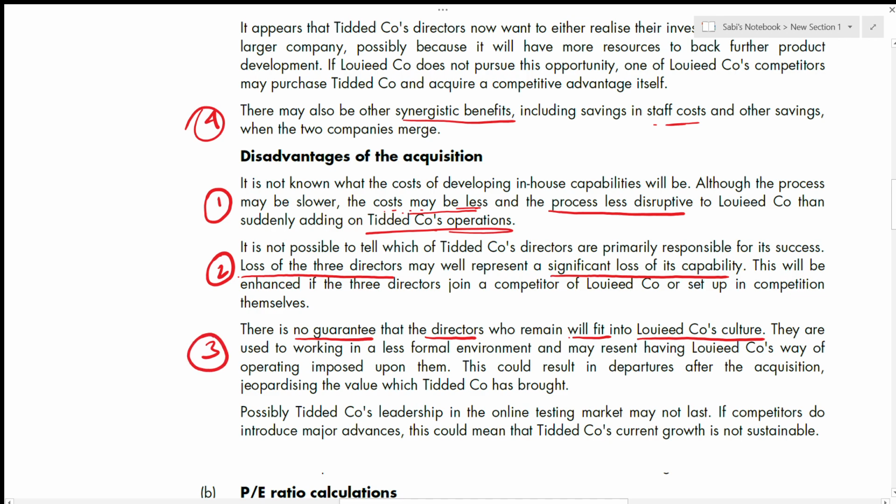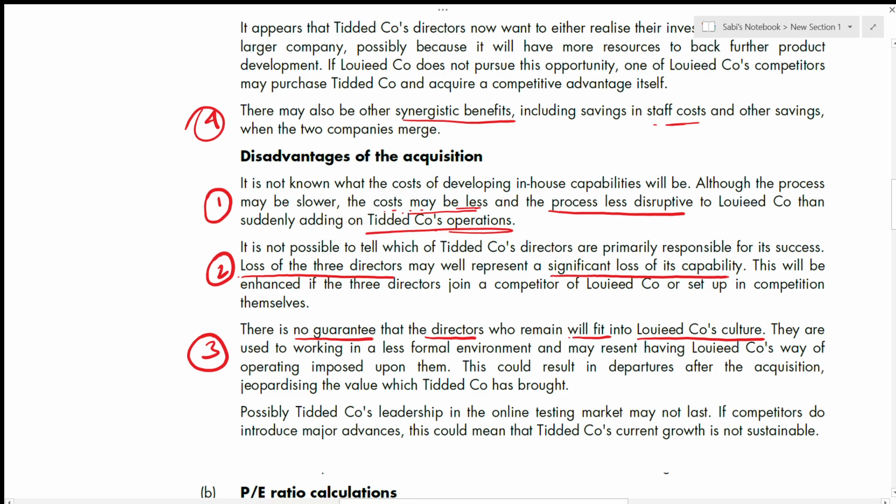See, if you are asked this type of question, don't just generally write culture issues or cultural problem and finish it off. This is how you need to explain how it's going to affect the culture. Why? Because there's no guarantee that the directors who remain will fit into the culture. Their culture might be different, right? They are used to working in a less formal environment and may resent having another way of operating imposed upon them.